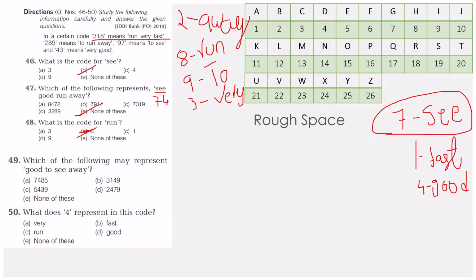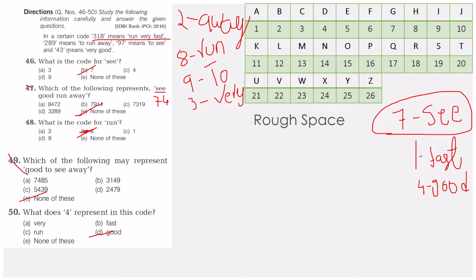Okay, the next one, which of the following may represent good to see away? The good to see away is a complete sentence, not a meaningful one. Good is for 4, right? Yeah, good is for 4, and even over here we are getting it's none of this. Okay, 49, it's none of this. And 50, if we take a look, what does 4 represent in this code? So yeah, they are comparing 47 and 49, and they are giving that. So 4 compares good. Okay.